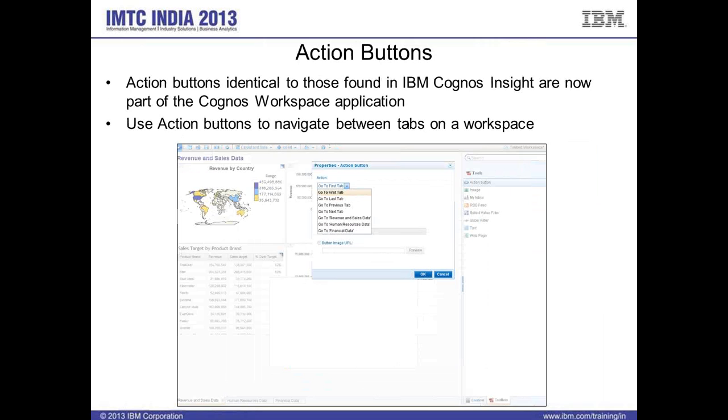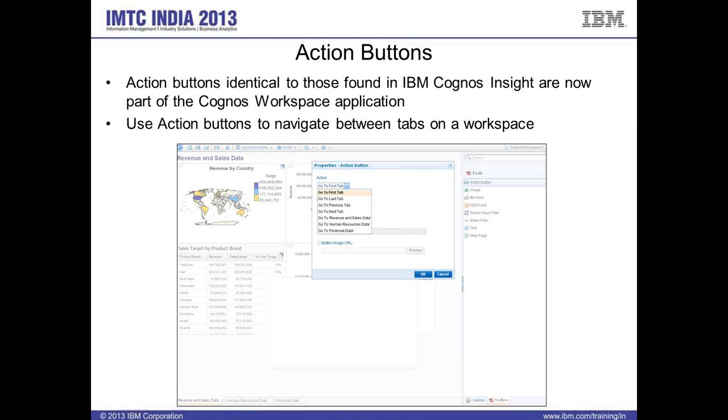As I mentioned, action buttons can be used for adding navigation to various tabs. So you can assign action buttons for creating a menu for tab navigation. You can create an action button for a previous tab or a next tab, as well as we can add an action button based on the tab name, as well as we can add capabilities like go back to the home page, home tab, when we have a number of tabs in a single workspace.